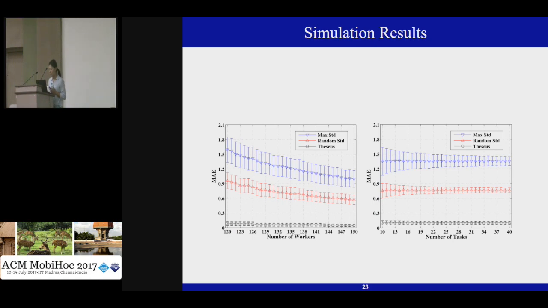In the authors' simulation, they compare Theseus with two baseline methods, including max STD, where each worker's strategy is the maximum value of their standard deviation, and random STD, where each worker chooses their strategy uniformly at random. From the simulation result, we can easily observe that Theseus reduces the MAE of the truth discovery algorithm compared to the two baseline methods.